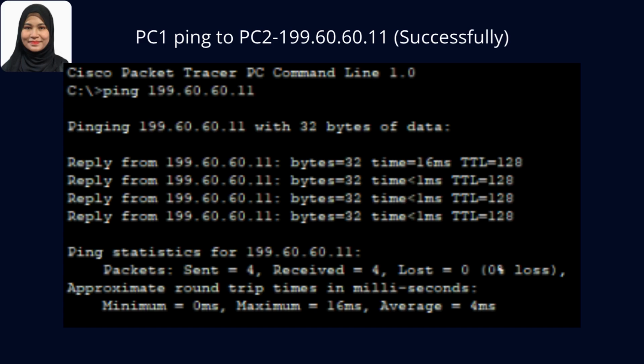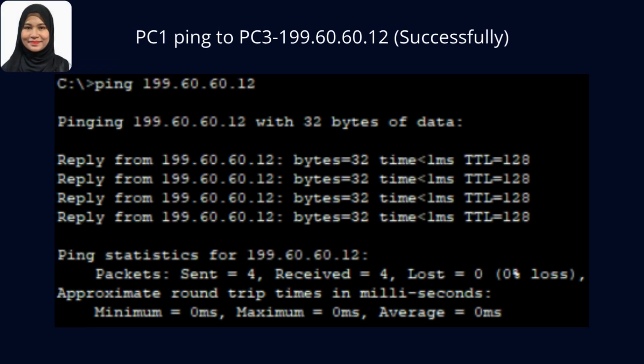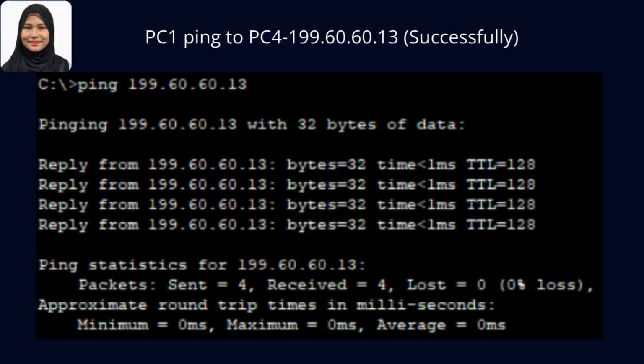Okay, in PC1 ping to PC2, we can easily see 0% loss. So that means it's a successful ping. PC1 ping to PC3 is also successful, and we can see 0% loss, so it was successful. And the same goes for PC4, successful.